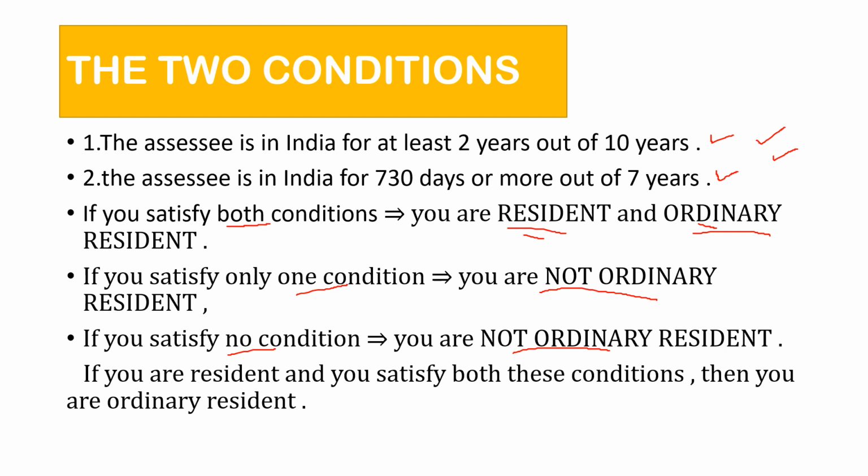So, to be an ordinary resident, first of all, you have to be a resident, and after that, you have to satisfy both these conditions. If you satisfy these two conditions, then you are resident and ordinary resident. If you satisfy any one condition out of the given two conditions, then you are not ordinary resident. And if you satisfy no condition out of the two conditions mentioned above, then again you are not ordinary resident.